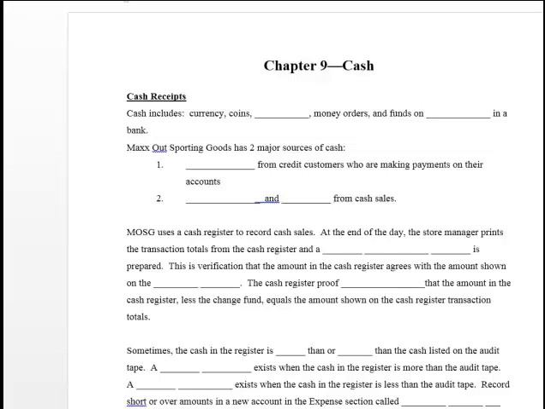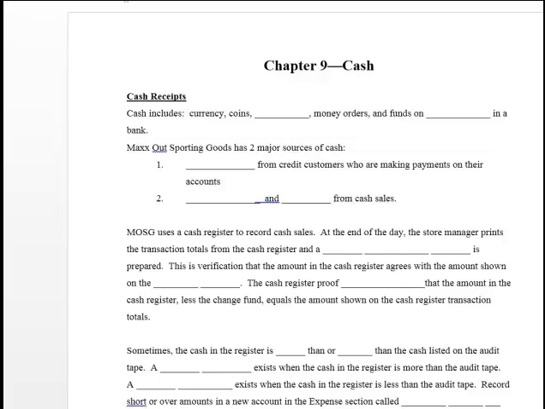Max Out Sporting Goods keeps a $200 change fund in the cash register. And that just means at the beginning of the day, the clerk has $200 in cash in order to make change with. So on September 29th, the cash sales on the cash register tape showed $2,200. Those were your sales. The cash count, when you counted your drawer at the end of the day, was $2,397. And we want to record the cash sales for the day.